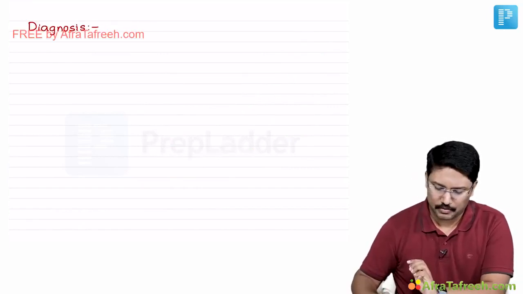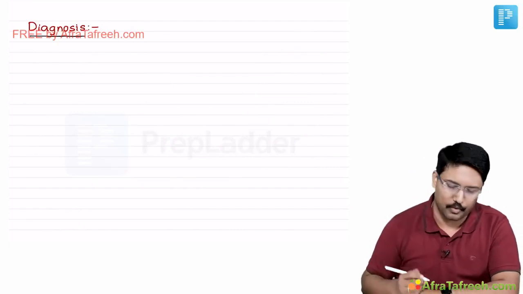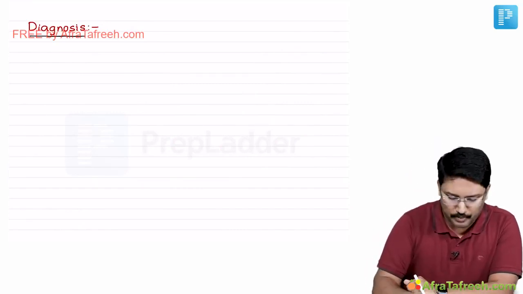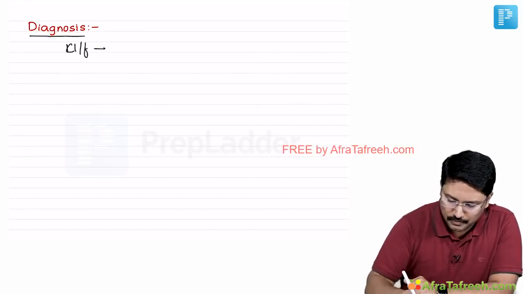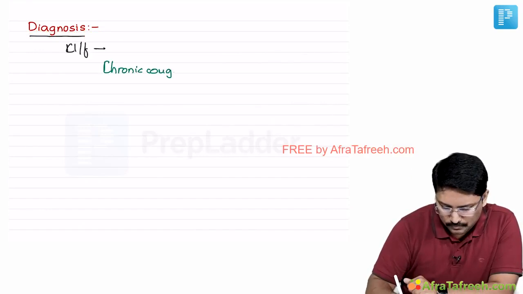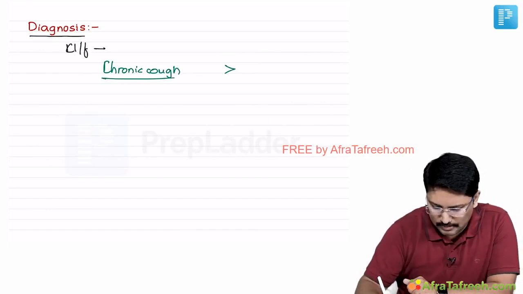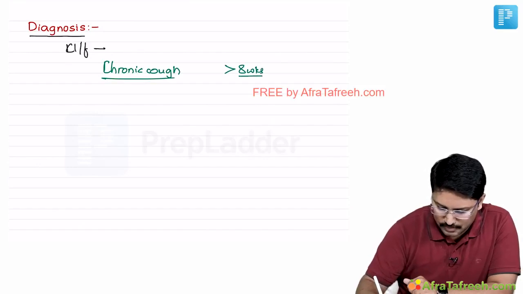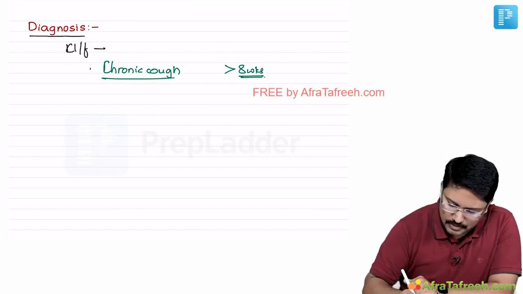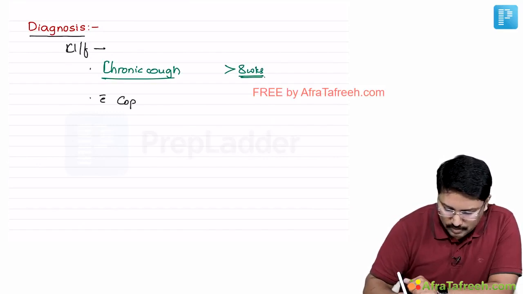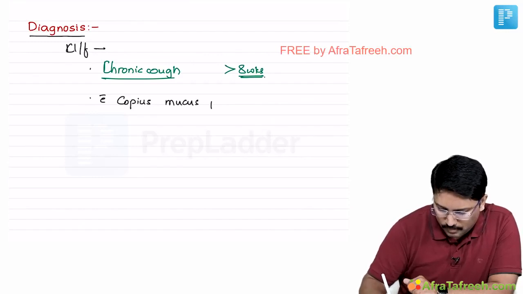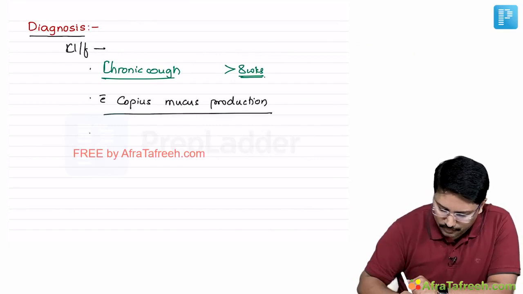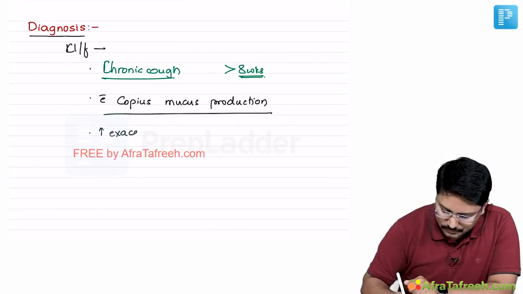Okay, now coming to the diagnosis, how do you diagnose a case of bronchiectasis? Number one, clinically, these patients present with chronic cough. Chronic here means obviously more than 8 weeks in terms of duration. Chronic cough with copious mucus production. Now, often you have to remember that it is not a stable case. Most of these patients have frequent exacerbations.